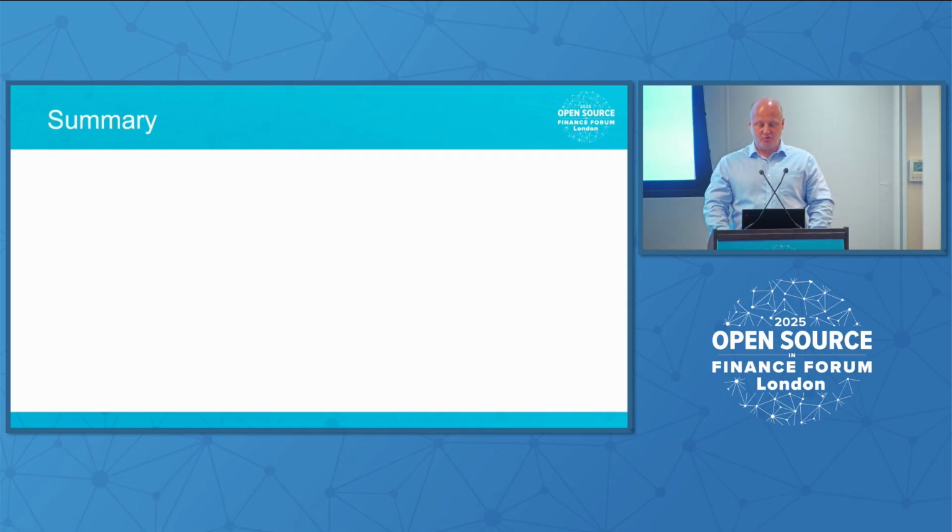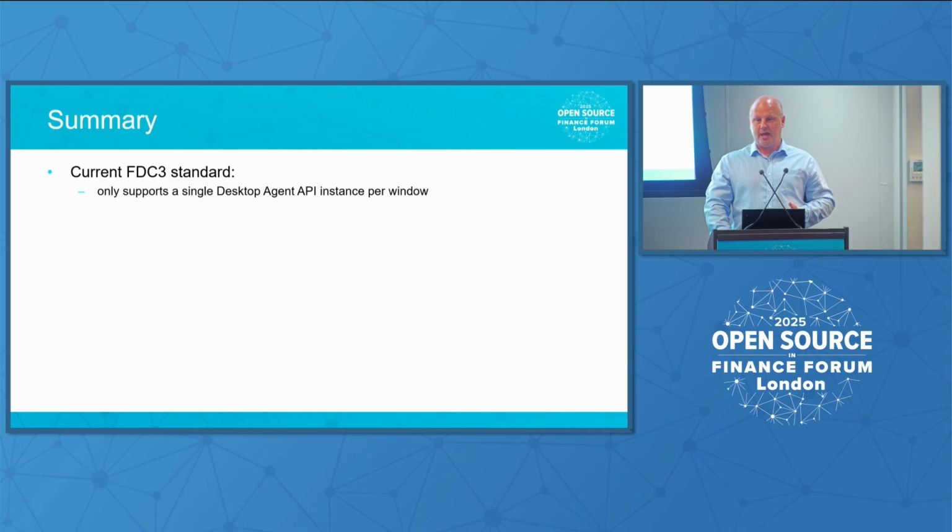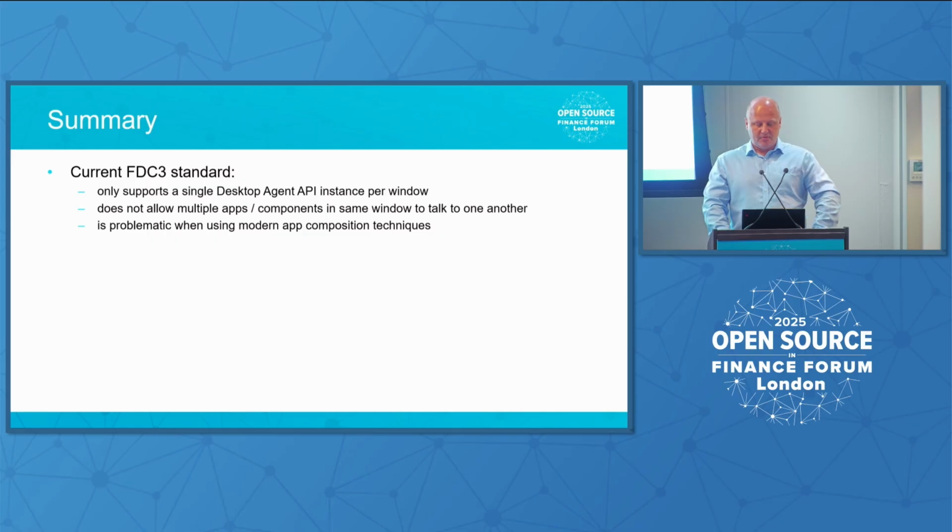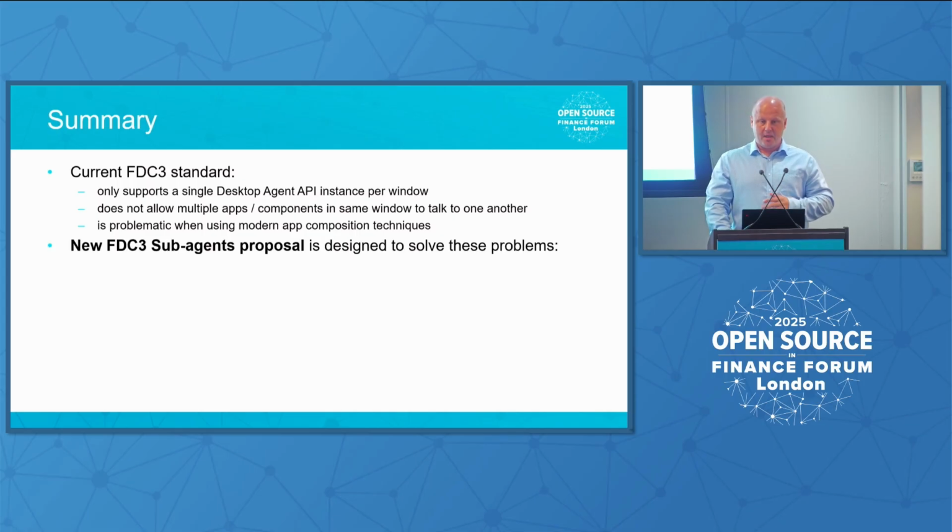So just to summarise what we've talked about, we've seen that the current FDC3 standard only supports a single desktop agent API instance per window. We've seen that it does not allow multiple apps or components to talk to each other using the FDC3 standard. And we've seen that it's problematic to use FDC3 when we're trying to use modern app composition techniques, specifically on existing platforms. The new FDC3 sub-agent proposal is designed to solve these problems.